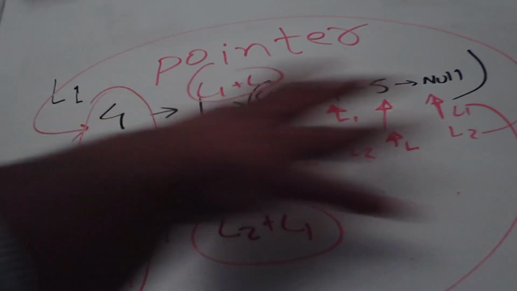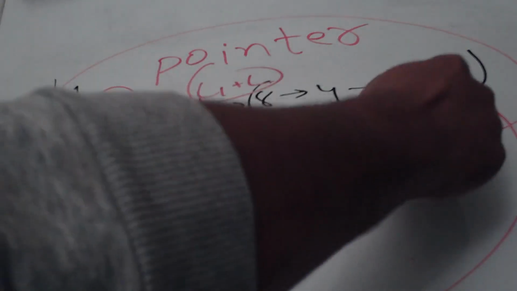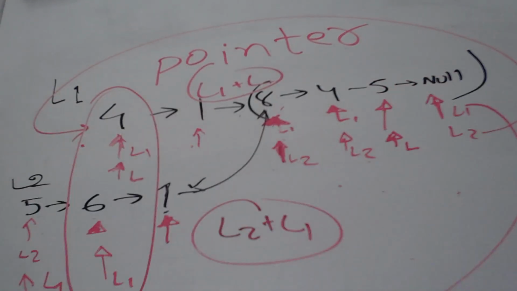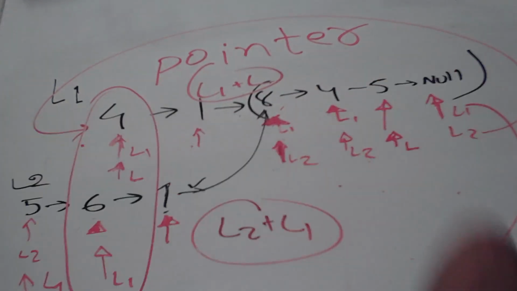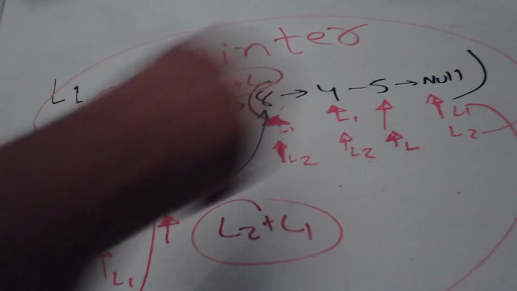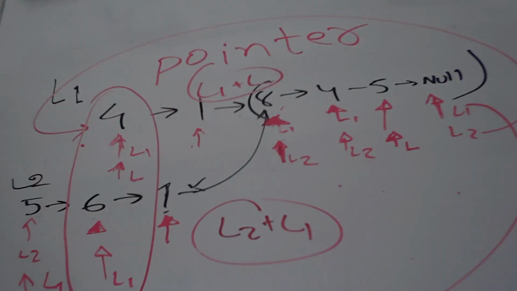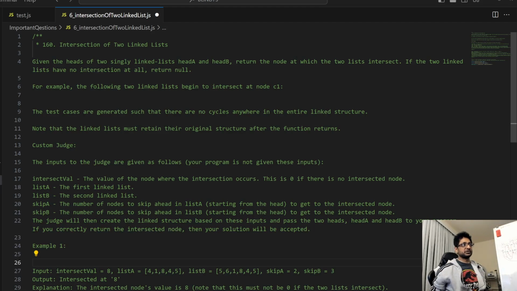Okay, if there is no answer at all, then definitely both will intersect at null. So it will return null anyway. And that's what our question asks: if there is no intersection, it will return null. So at the end, if nothing matches, it will return null anyway. Both will match at null. So let's try to implement both solutions using JavaScript.